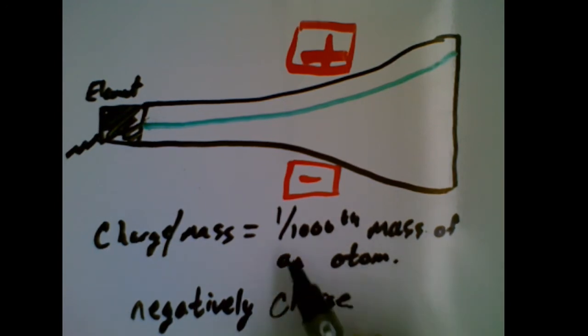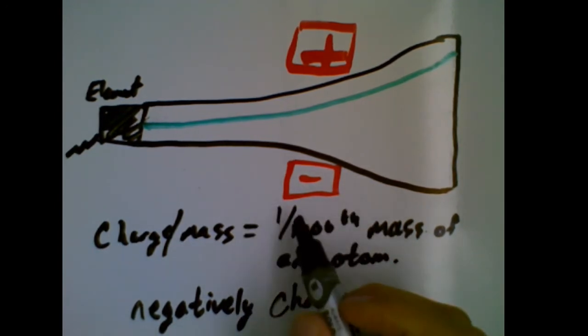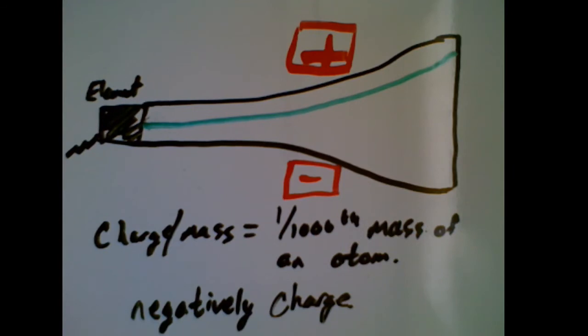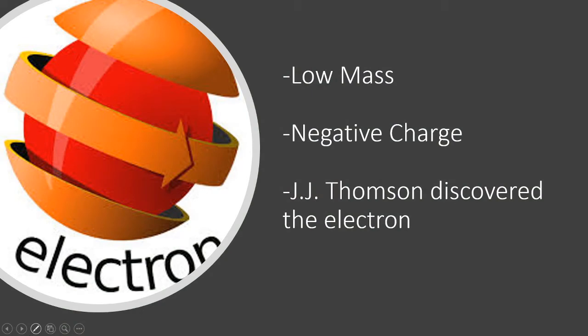So he knew he wasn't dealing with light because it did have a mass, even though it was really, really tiny. He knew it had to have a negative charge due to these plates. And this leads us to what he actually discovered: something that has a low mass, something that has a negative charge, and ultimately this leads us to what we know as the electron. So the electron was what J.J. Thomson actually discovered. And so the electron he originally called a corpuscle, but now we understand it as this tiny little thing that has a very high negative charge in comparison to its size.